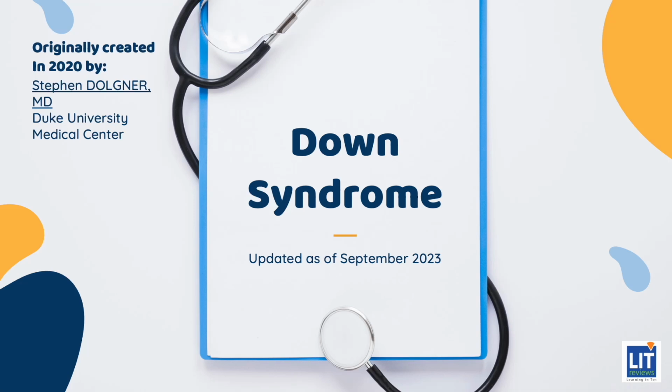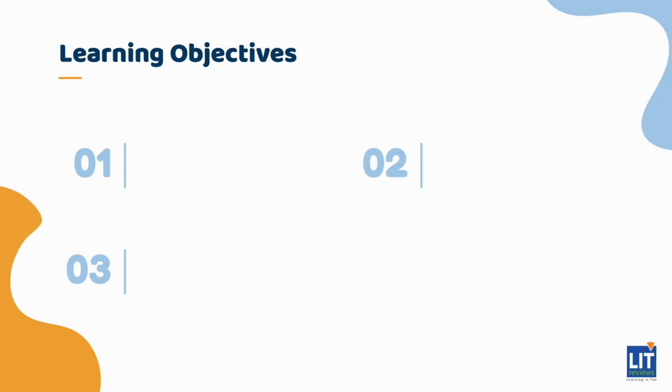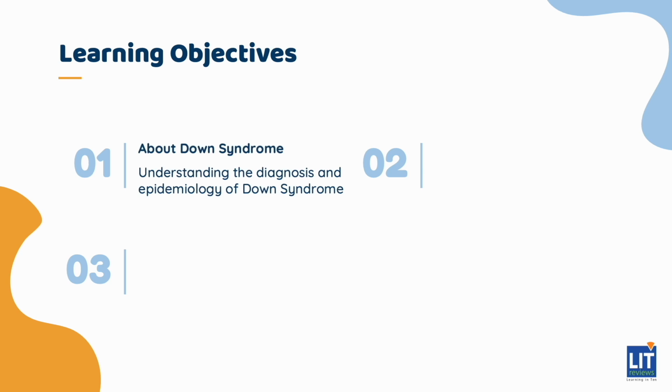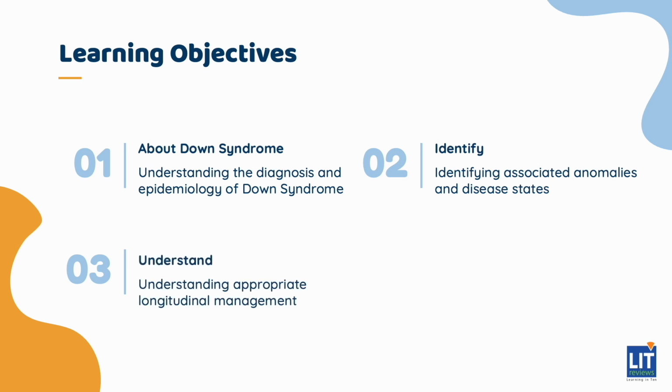This is a presentation on Down syndrome. We will be going through the diagnosis and pathophysiology of Down syndrome, appreciate the epidemiology of Down syndrome, identify associated anomalies and disease states, and understand the important aspects of appropriate longitudinal care of patients with Down syndrome.